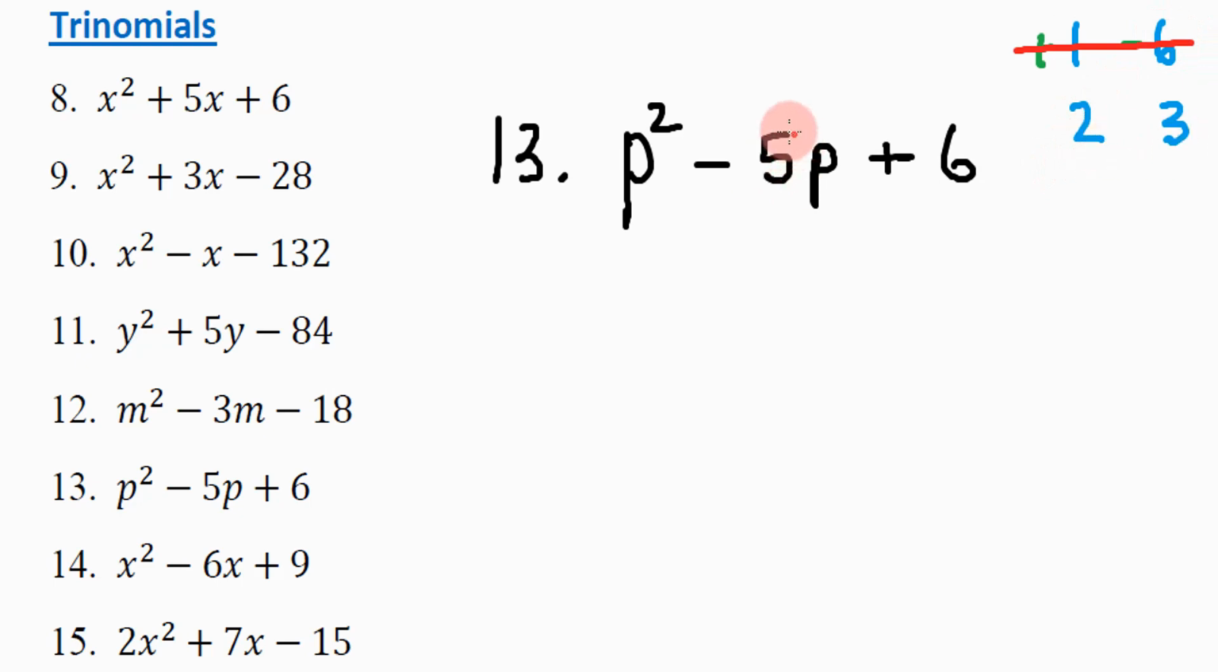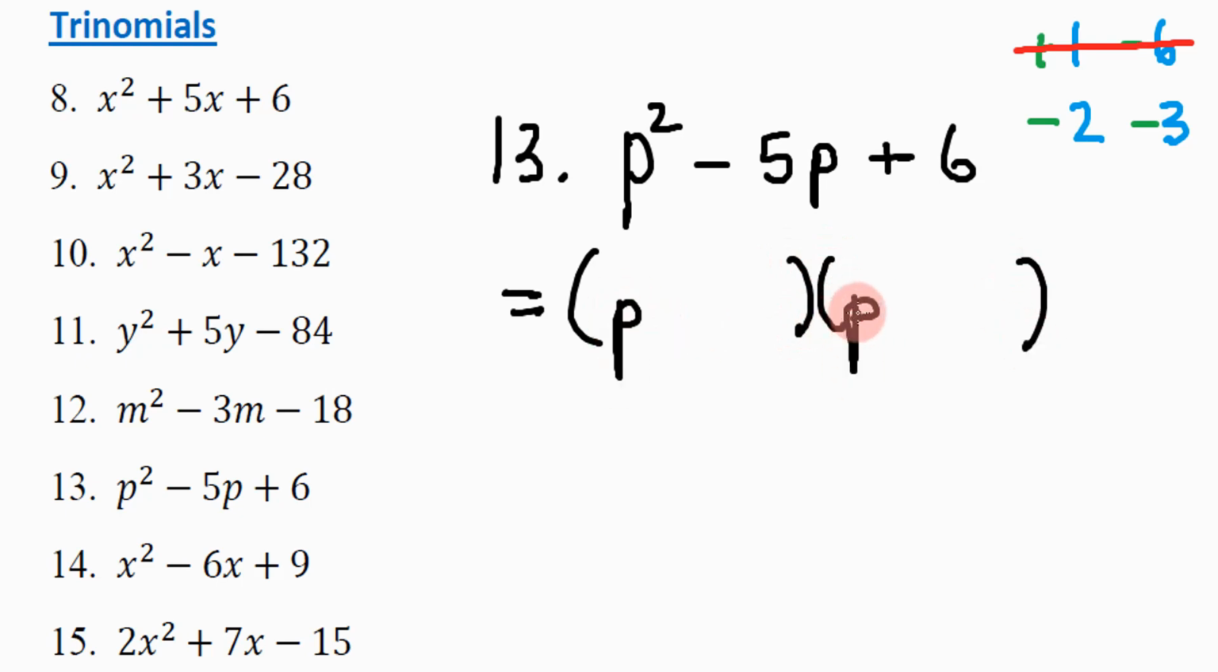2 and 3 can also give us 5. We want negative 5, so it will work if both the 2 and the 3 were negative. Because negative 2 minus 3 does give us negative 5. We check that when we multiply them, we get positive 6. So negative 2 times negative 3 does give us positive 6. So we open two sets of brackets. Then p times p will give us p squared. And we write in the negative 2 and the negative 3.